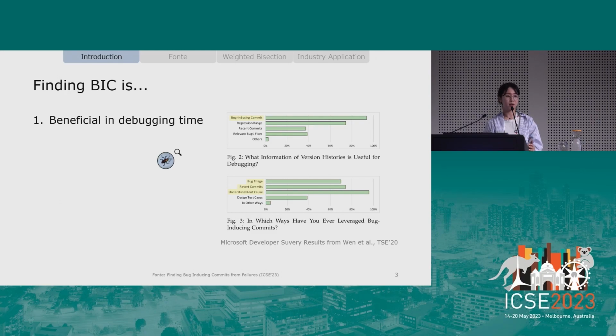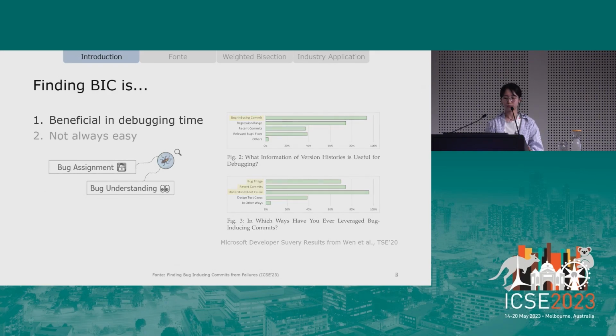When it comes to debugging, especially large software, finding the BICs can be a huge time saver. It can facilitate the bug assignment process, as BIC will let us know who introduced the bug, and it may also speed up the bug fixing process by helping the debug assignee understand the root cause.